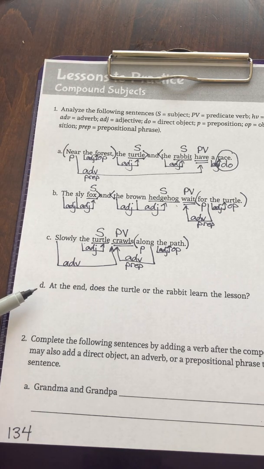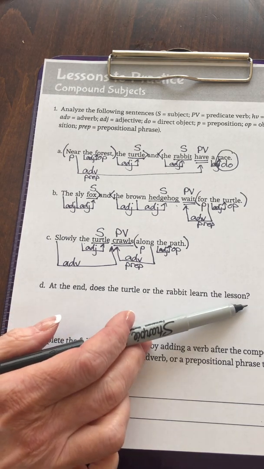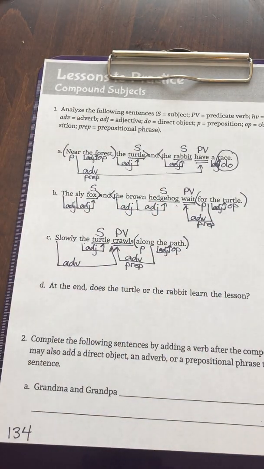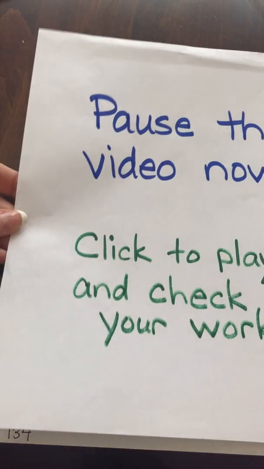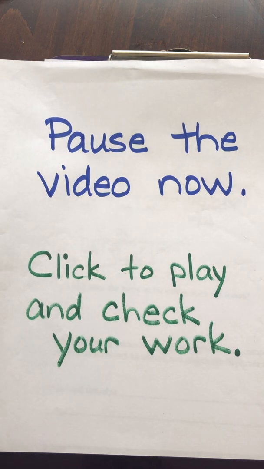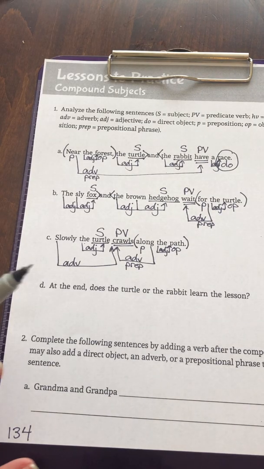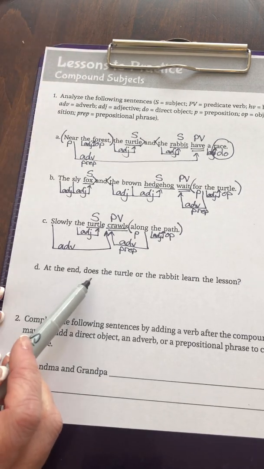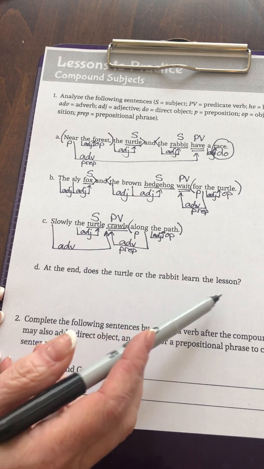At the end, does the turtle or the rabbit learn the lesson? Remember, we have a question mark here that should tell you that you have split your helping verb and your main verb. Keep that in mind as you analyze that sentence. Begin. All right, let's give it a try together. See how yours goes. At the end, does the turtle or the rabbit learn the lesson?